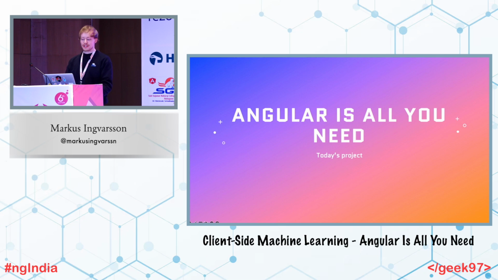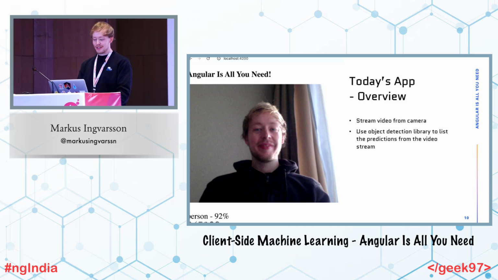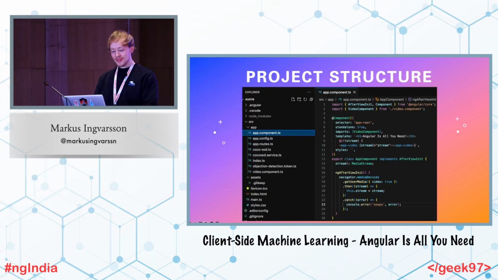So today's project, we're going to continue building out this app. It's basically just a simple app that streams video from the camera, and we will use an object detection library to list the predictions from this video stream. So here you can see me, and it says person 92%. So it believes that it's a person pretty much.